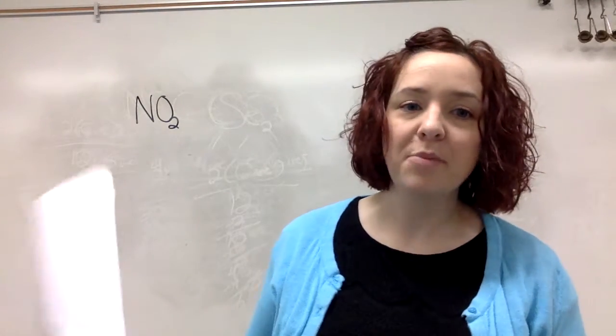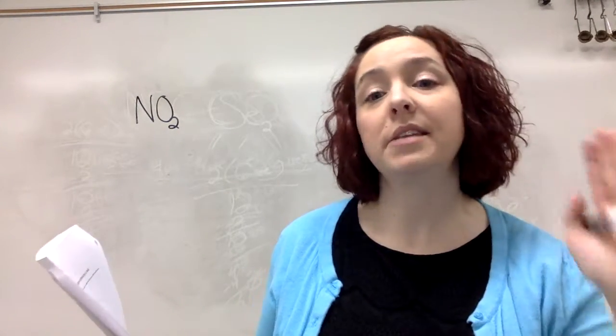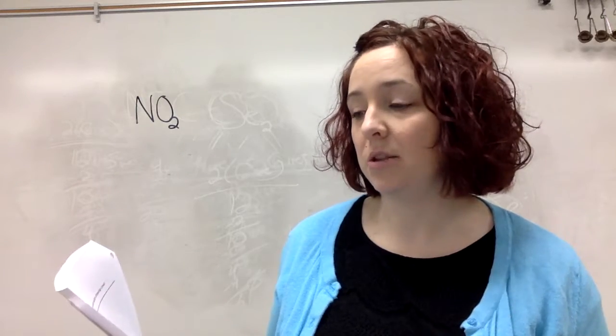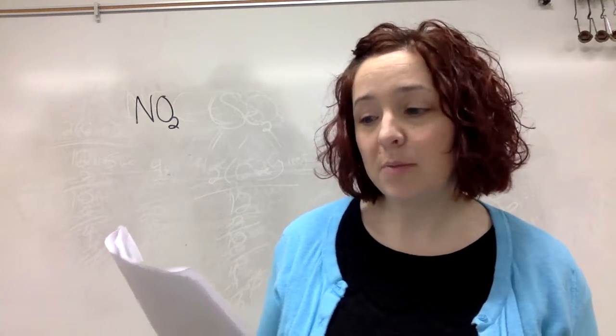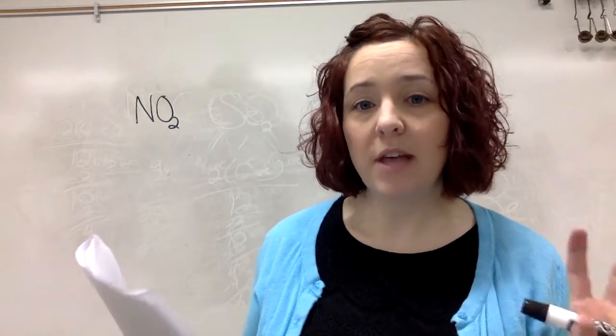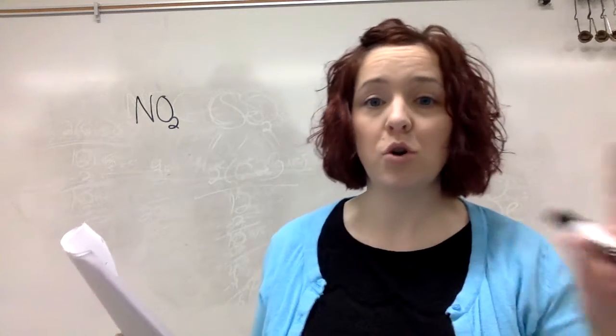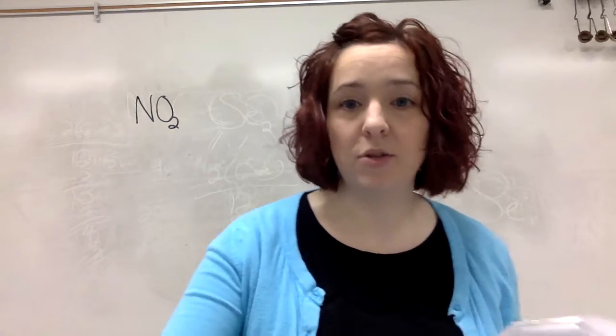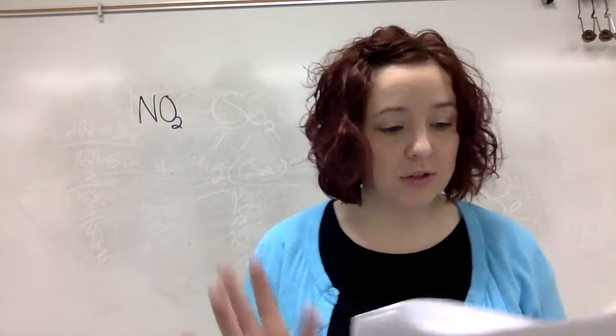Hello. Now I'm going to give you notes on the exceptions to the octet rule when drawing Lewis structures. So the octet rule cannot be satisfied if in step 1 you get an odd number, or the central atom can have fewer or greater than 8. So we have to do a little bit of math. So let's go ahead and get started.